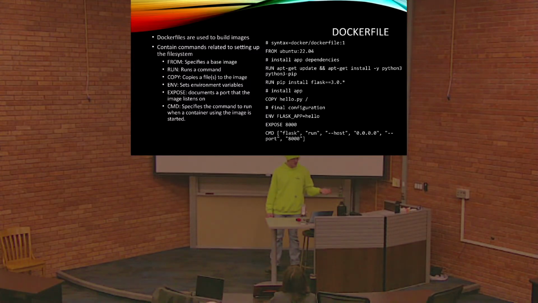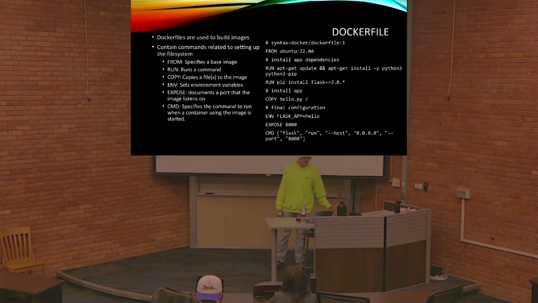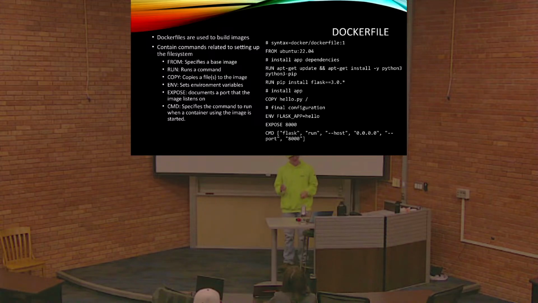Some more directives are ENV, which you can use to set environment variables in the image. That's not super useful. Most of the time, you're going to want to set environment variables when you create the container and not the image. EXPOSE allows you to document a port that the image listens on. This is the one kind of annoying thing with Docker: the separation between images and containers leads to a lot of weird little discrepancies. And this is one of the biggest ones.